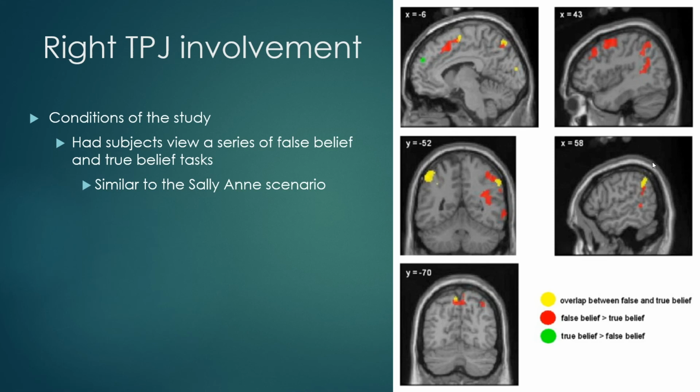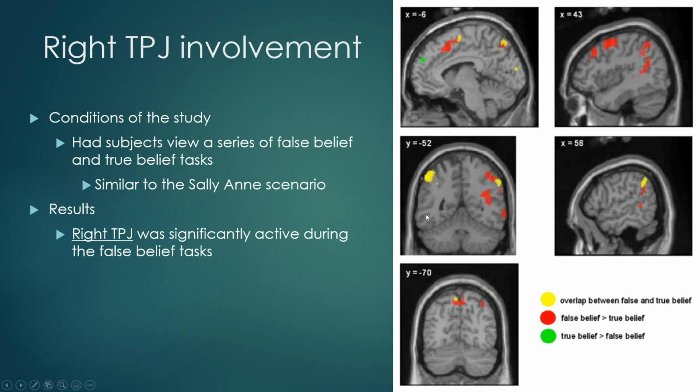In this study, they were having subjects view a series of false belief and true belief tasks. So this is like the Sally and Ann stuff that we talked about earlier, of like trying to take the perspective of someone else to try to understand them, and understanding that the person either had a false belief or had a true belief. And what they found was that the right TPJ, the right temporal parietal junction, was really active during these false belief tasks of really trying to understand someone else's perspective and put ourselves in someone else's shoes.